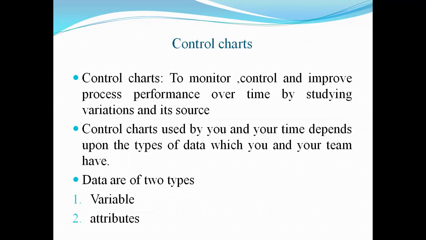Now we move towards control charts. What is a control chart? A control chart is used to monitor, control and improve process performance over time by studying the variation and its source. Here there are some important terms. First is to monitor. You have to monitor, control and improve. What do you have to control? You have to control the process performance, over what parameter? Over time. And which factor do you have to control? You have to control the variations and their source of occurrence.